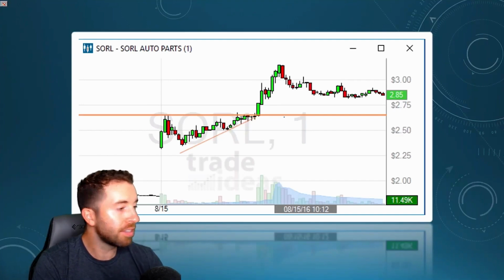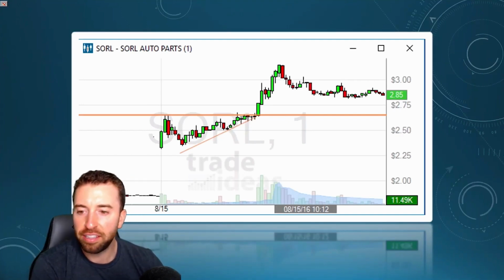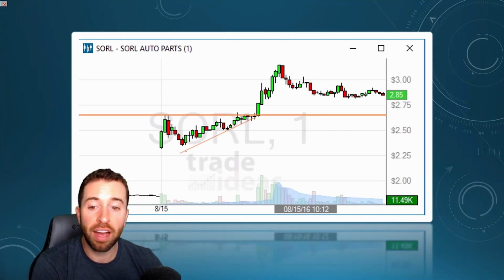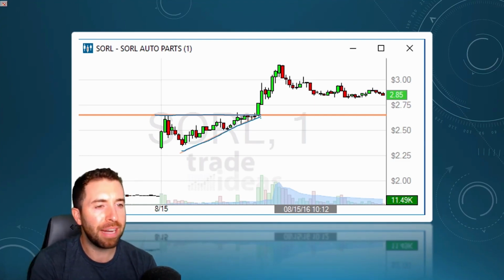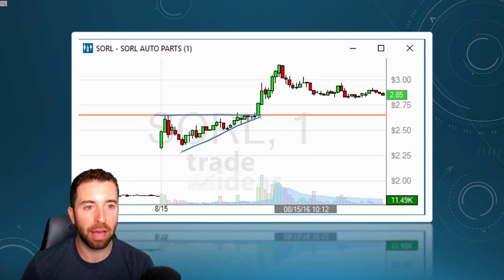Ascending triangle patterns, same exact thing. What's the difference? Instead of building lower highs into higher lows, you just have strong resistance already established across the board and you only build higher lows. Now, let me ask you a question. Think about it. What would have a better chance of success? A bull flag or an ascending triangle pattern?